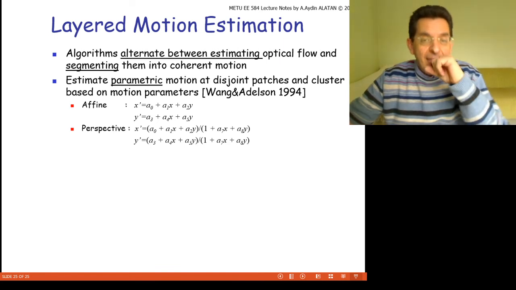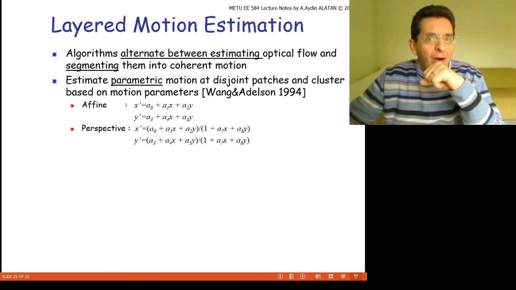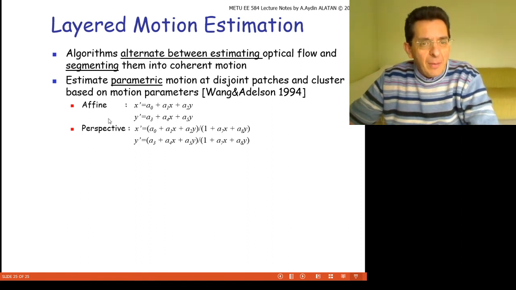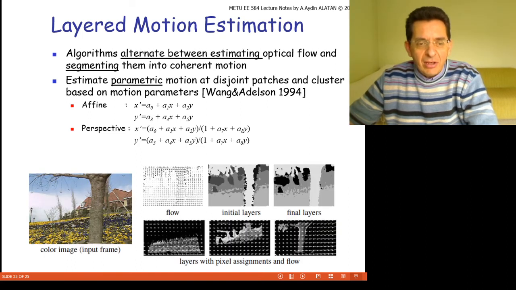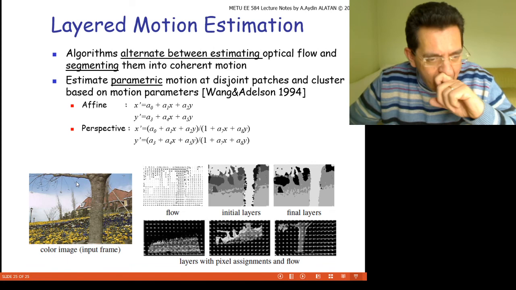Okay, this is a technique by Wang and Adelson. Okay, in 1994, we are having this kind of an approach. Either affine or perspective parametric models are being used right now. And now what we are doing here is you can just try to estimate the parametric motion at disjoint patches and try to cluster them. Let's go over this example here.